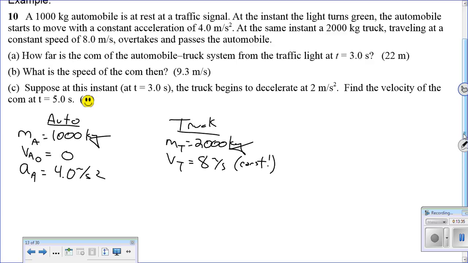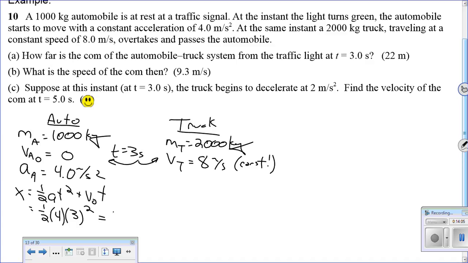All right, so to find these, this is constant acceleration, right? So my position here is going to be 1/2 a t squared plus v naught t, right? Does that make sense? Okay, so we're going to get 1/2 times 4 times, what's our time? I forgot to write down the time. 3 seconds, so t equals 3 seconds. So times 3 squared, 3 squared is 9, times 2, so we're going to get 18 meters. So that's the position of the auto. Follow?